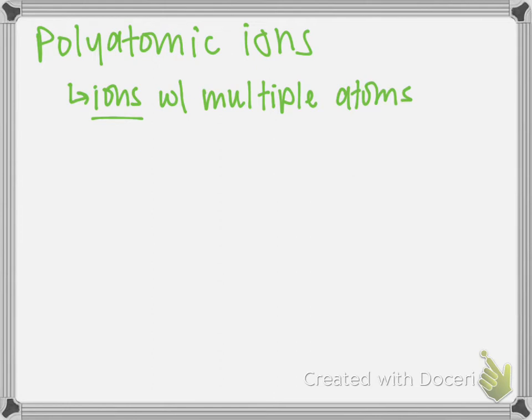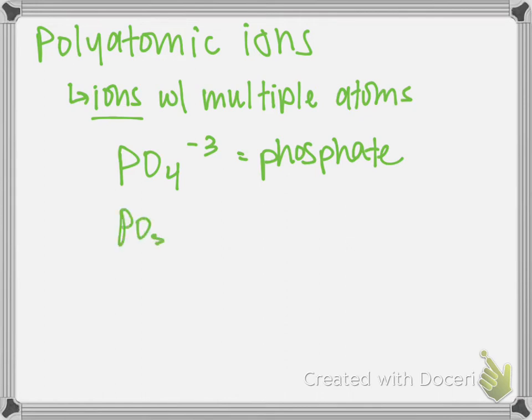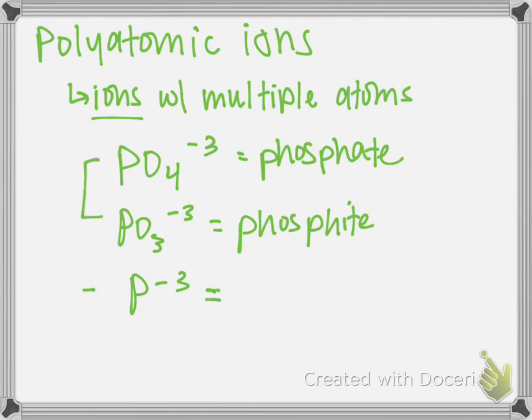Here's a couple examples. PO4, that compound has a charge of -3 and it's called phosphate. PO3 -3 is called phosphite. But if I just had P -3, what would I call that? Right, these are two polyatomic ions. This is a monatomic ion because it's just one type. So what would I call this one? Phosphide. Good. It just ends in IDE.